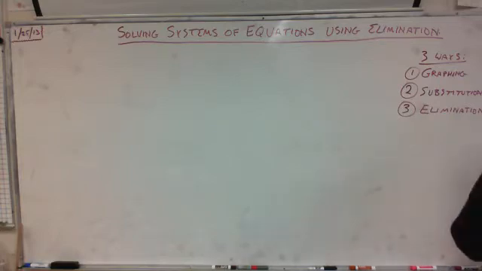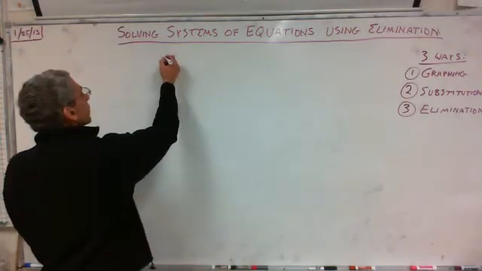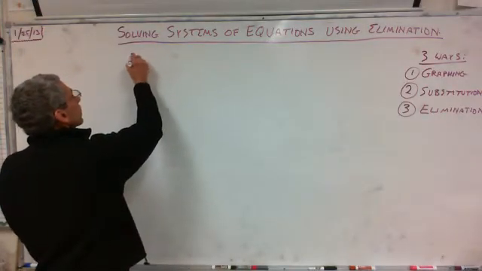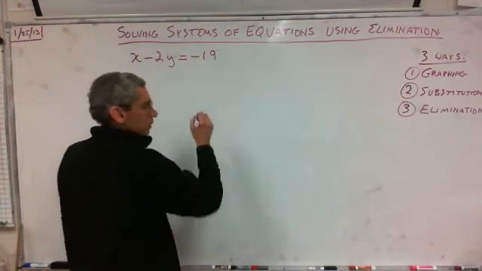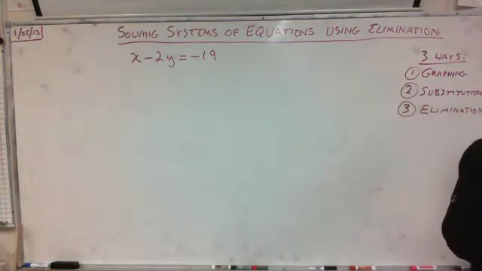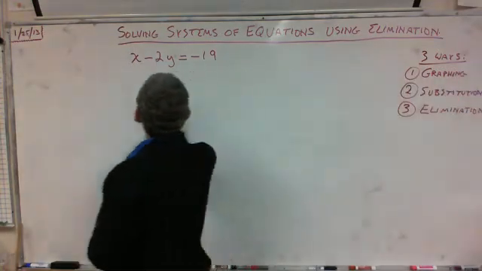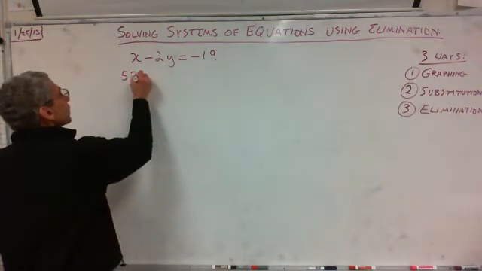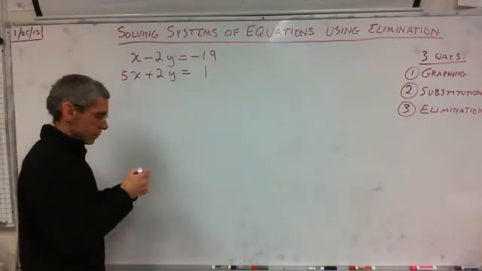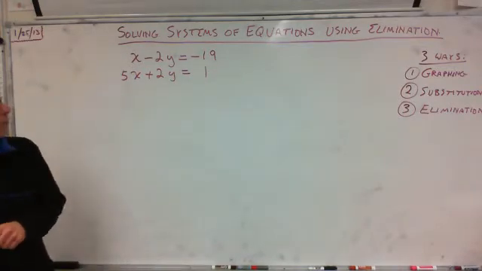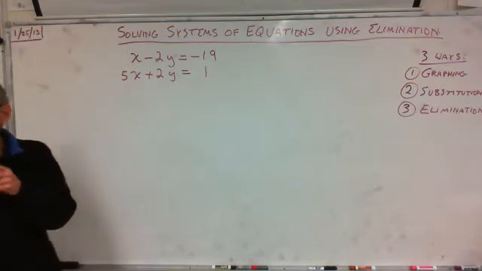x minus 2y equals negative 19. And 5x plus 2y equals 1. All right, so write those problems in your notes for a second.